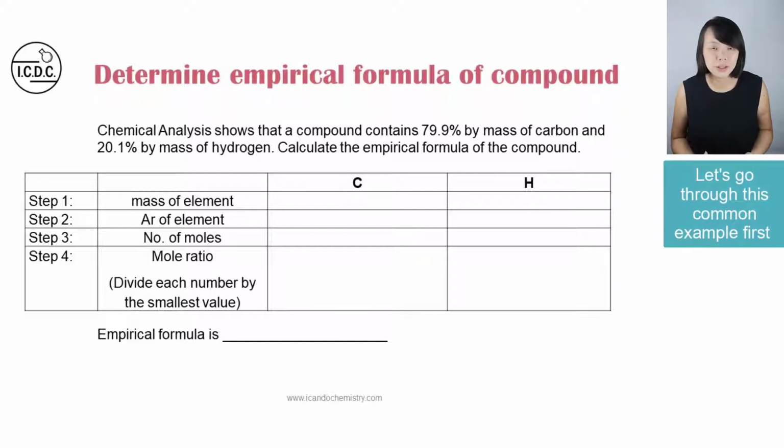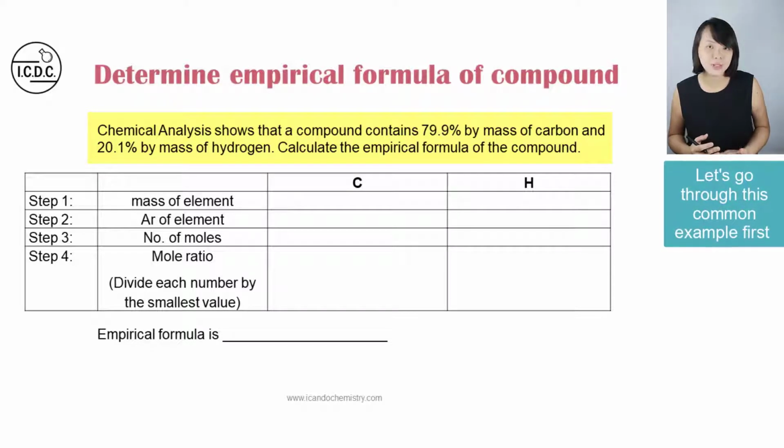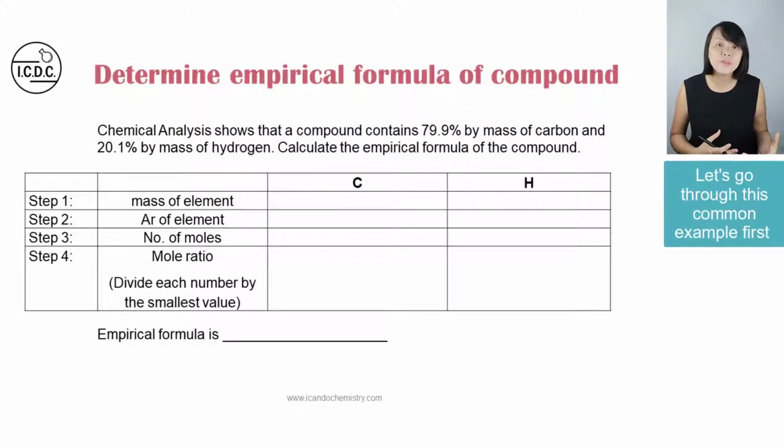Now, when we deal with chemical calculations, very often we'll be given the mass of each element in the compound and then asked to determine the empirical formula of the compound. One common example is shown over here. Chemical analysis shows that a compound contains 79.9% mass of carbon and 20.1% mass of hydrogen. So we are to calculate the empirical formula of this compound. How we can determine the empirical formula is by determining the number of moles of carbon and hydrogen in this compound and then finding the simplest ratio.